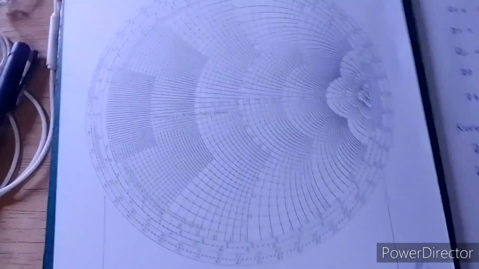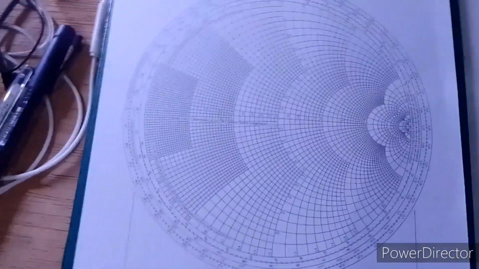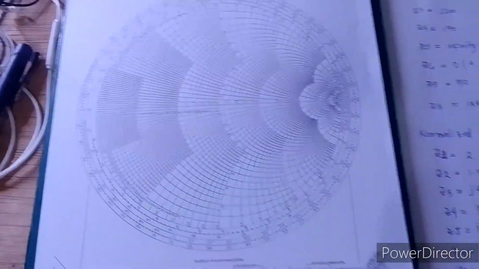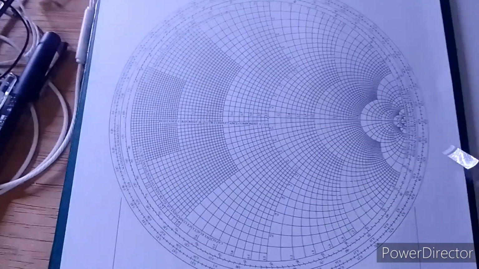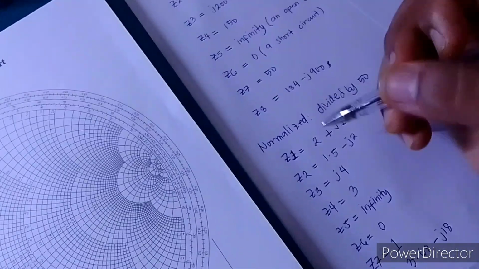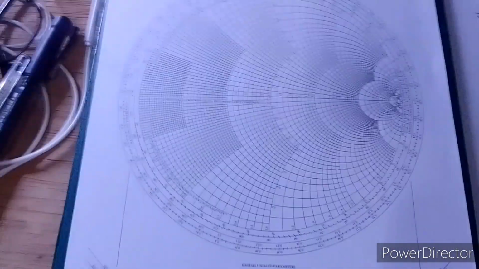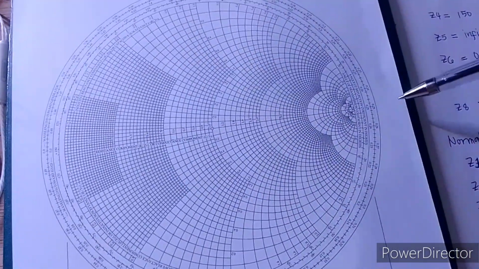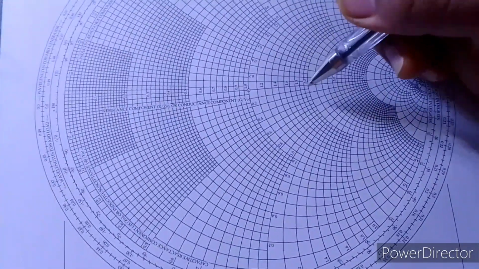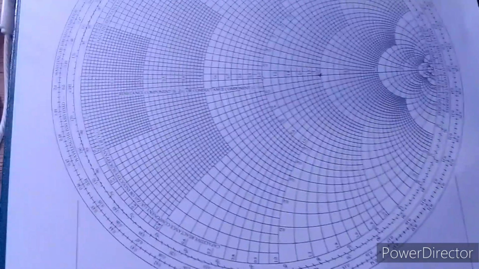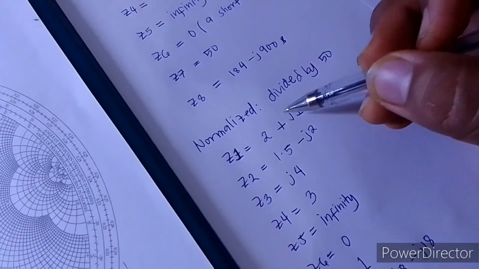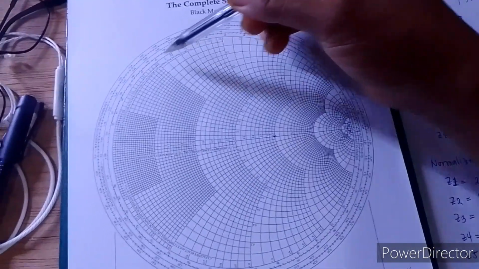Okay, so this is our Smith chart. Alright, so our first impedance is 2 plus j1. We're going to locate this number, the R, on the horizontal line at the center. So where's the 2 here? This is R2. And then we're going to locate this 1 on the outer circle here.